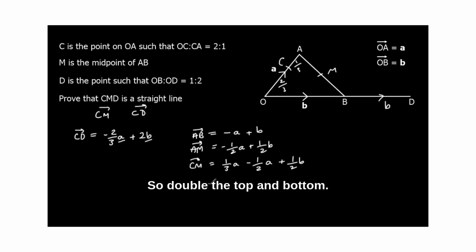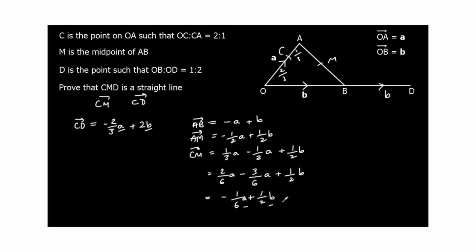So double the top and bottom of the first fraction, so 2/6 a, and times top and bottom of the second one by 3, minus 3/6 a. And we've got plus half a b on the end. 2/6 take away 3/6 is negative a sixth. a plus a half b. So there's C to M. And we've got C to D over here.